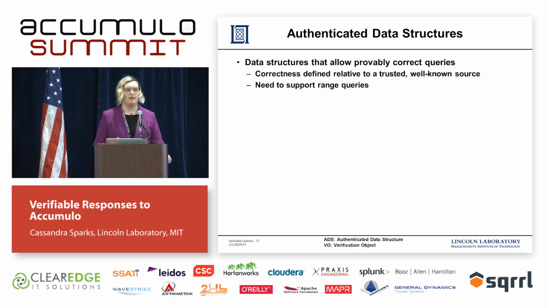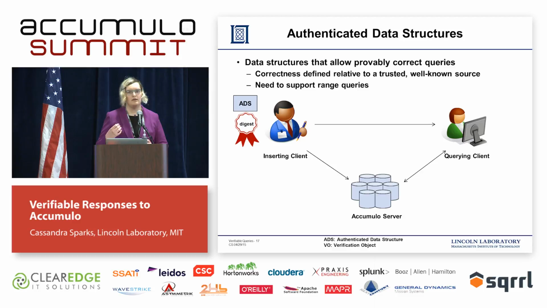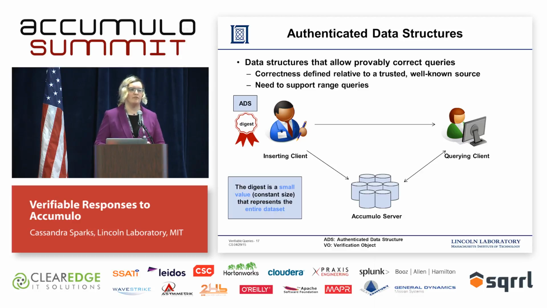Correct here is defined where an inserting client comes up with a representation of the data set, and querying clients can compare their results to that representation of the entire data set. In particular, these work on range queries, which is great for Accumulo because we heavily support range queries. The model is that there's an inserting client and a querying client that are communicating both with each other and with this malicious Accumulo server. To start out, the inserting client computes an authenticated data structure. From this ADS, they can also compute a digest that acts as a small, constant-size representation of the entire data set.